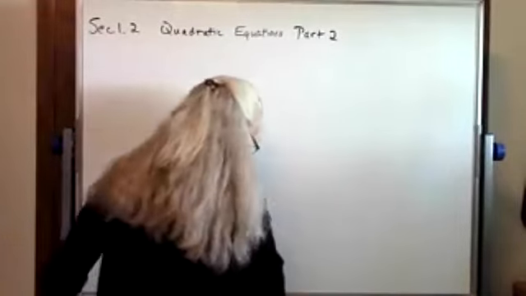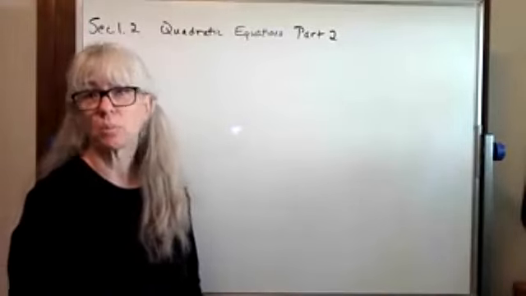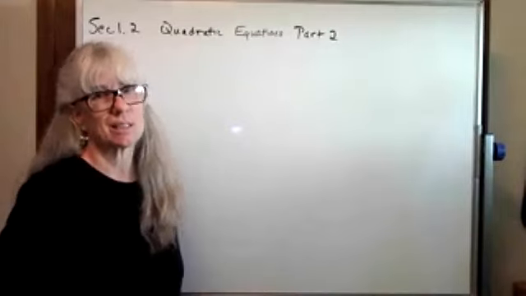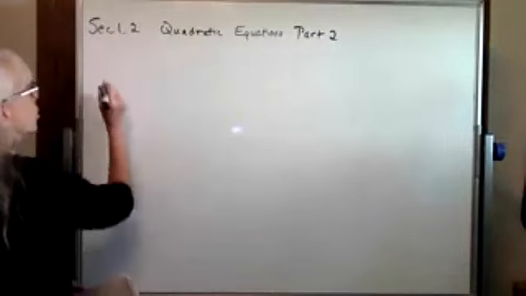So method 3 on the handout is called completing the square. This method's going to work no matter what. It's a beautiful method. It is wonderful to be able to do it. The difficulty or the disadvantage is that sometimes it can get complicated and involve fractions, which you tend to not like.